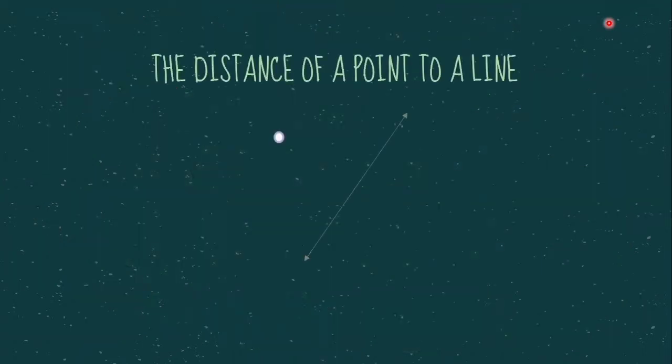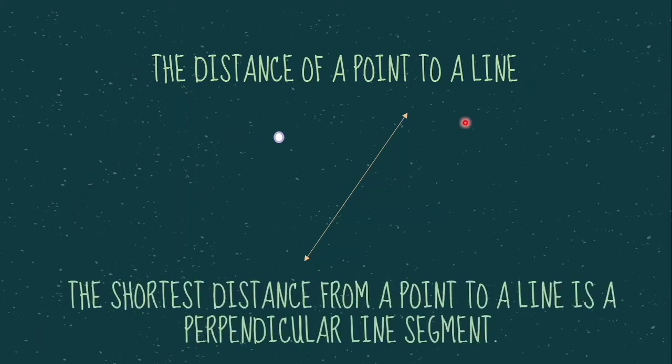So here, you have a point and a line. And when looking for the distance between these two, we are actually referring to the shortest distance from a point to a line, and it is a perpendicular line segment. So this line segment right here is actually the perpendicular distance between these two. Sure, you can measure the distance of a point to a line diagonally or in any way you want, but that is not the shortest distance.